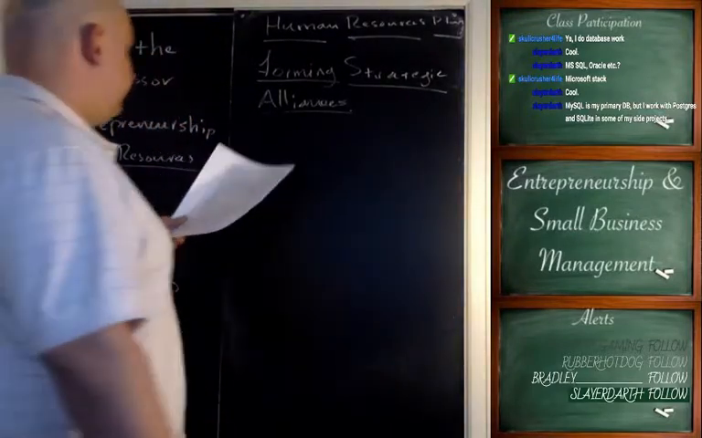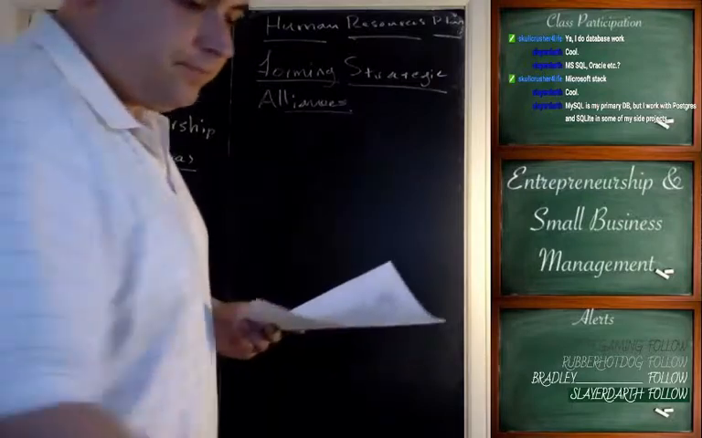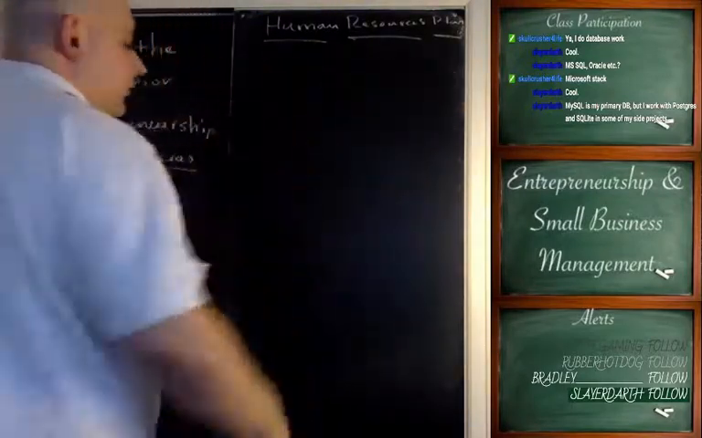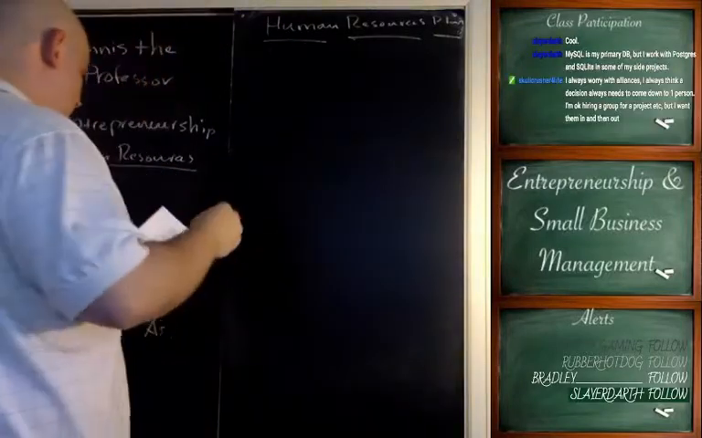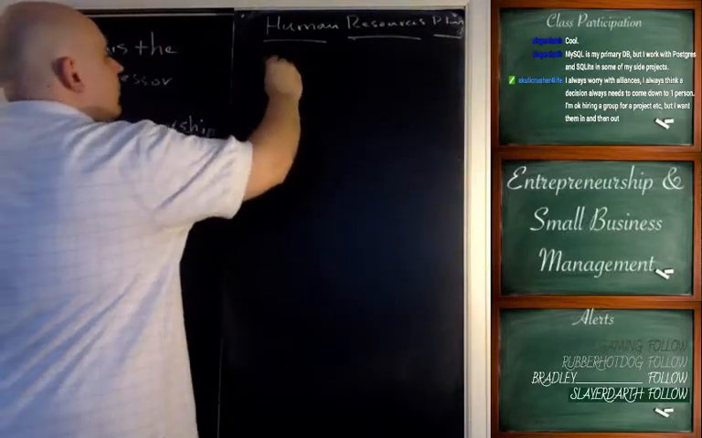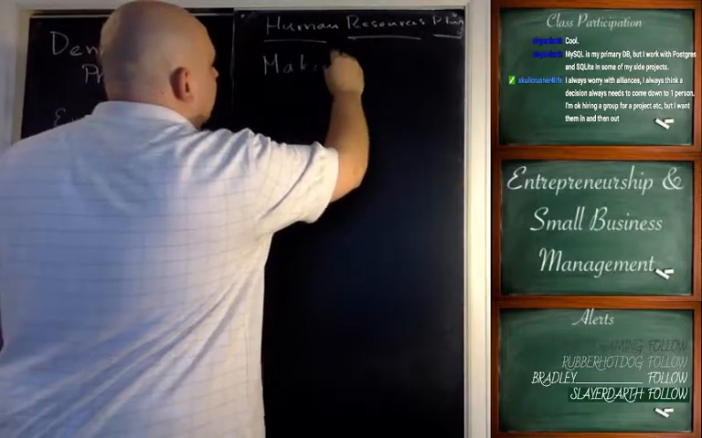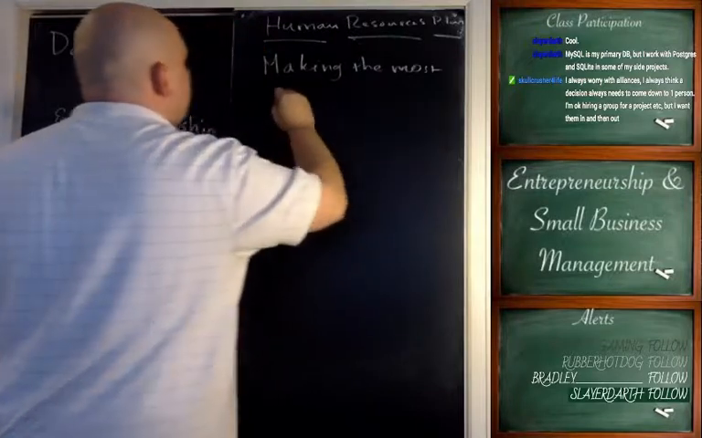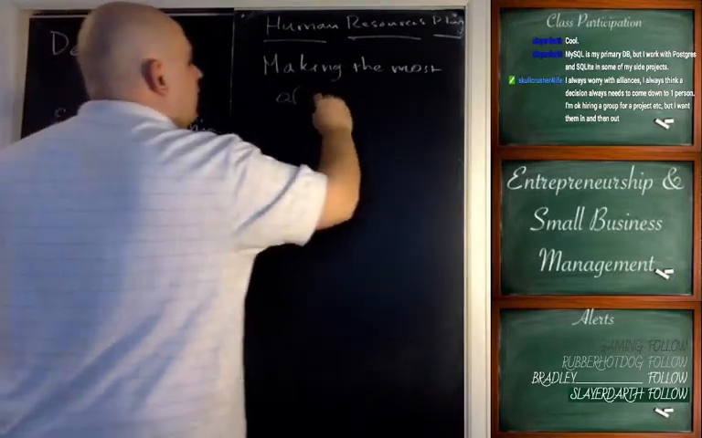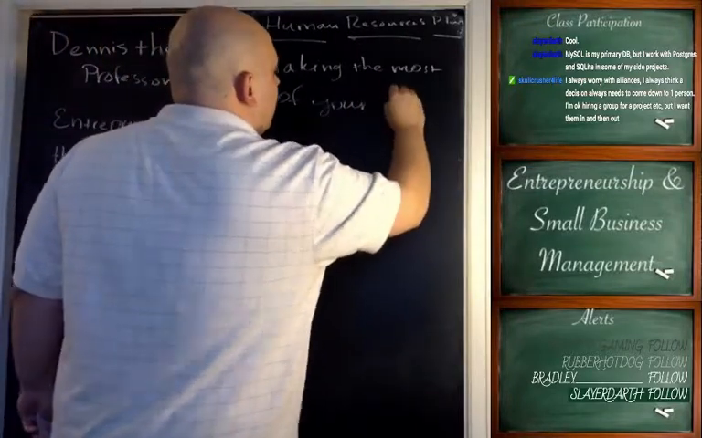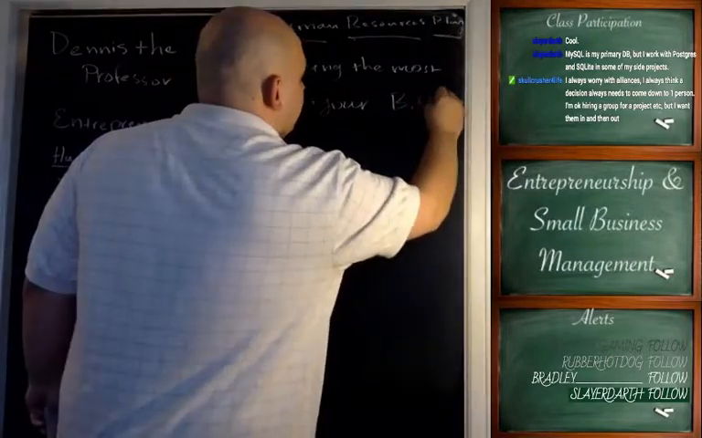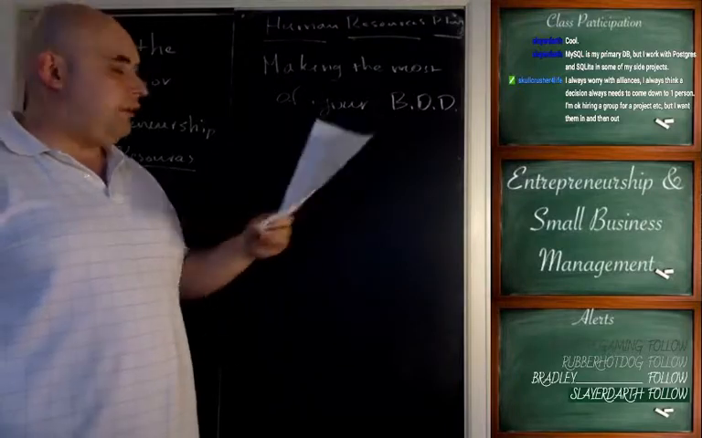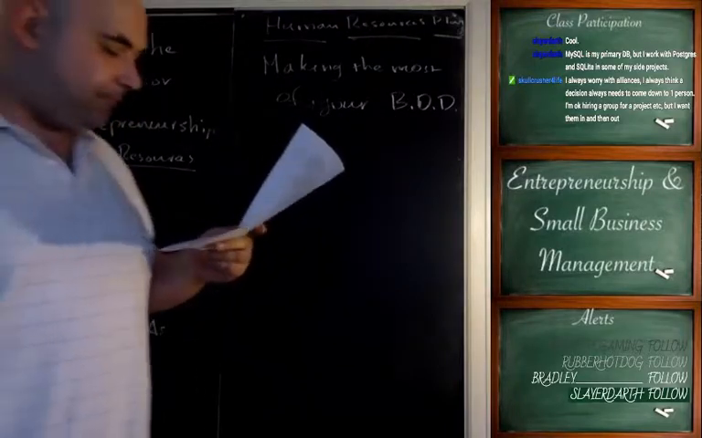All right. The next thing we're going to talk about, after forming strategic alliances, is the board of directors. So, making the most of a board of directors. I'm going to write it as BOD because I have a feeling we're going to be writing board of directors very often, and so it's better perhaps to shorten it.